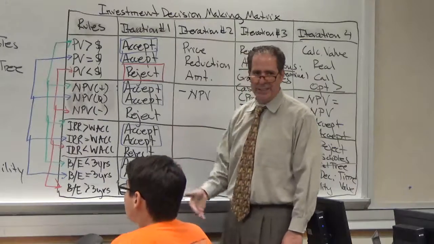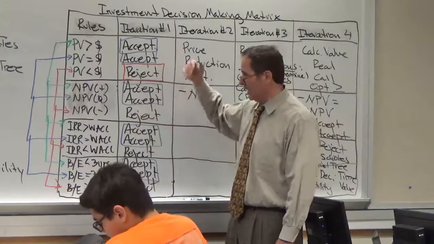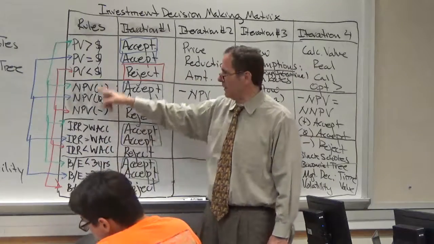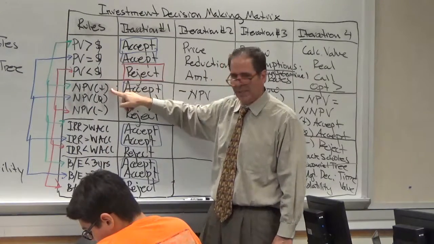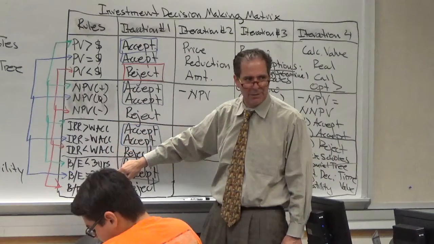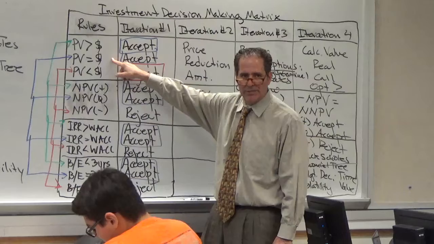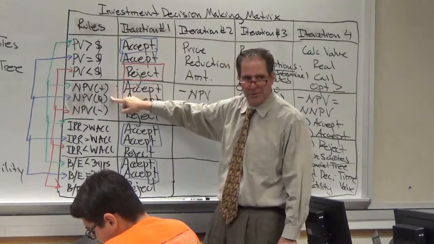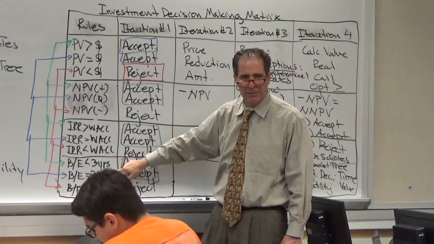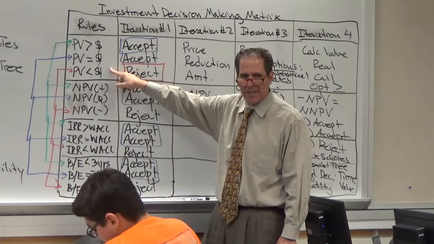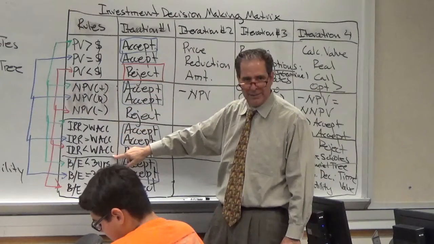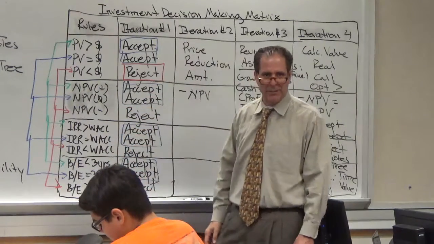Iteration two. This is the other thing: if you know one of them, then you know the other three. If the present value is greater than the price, then you know the NPV is positive, the IRR is greater than the WACC, and the break-even is less than 3 years. If the present value is equal to the price, then the net present value is zero, IRR is equal to WACC, and the break-even is equal to 3 years. If the present value is less than the price, then the net present value is negative, IRR is less than the WACC, and the break-even is greater than 3 years.